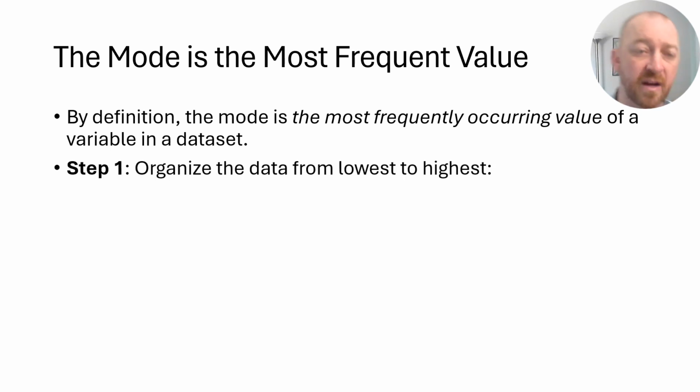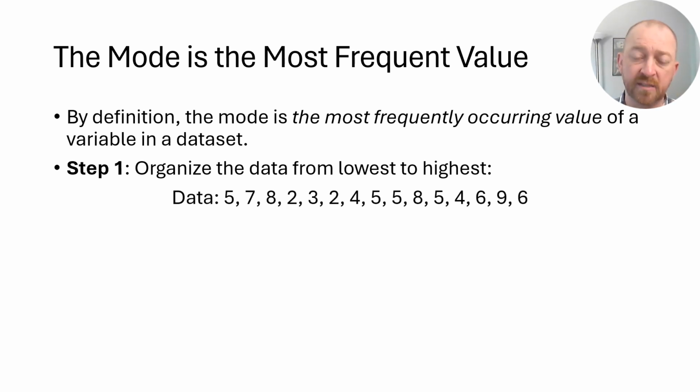So it's very easy to find. The first thing that we do, just like with the median, is organize the data from lowest to highest. For example, the data in the kind of research that you do is probably just going to come in random order, because you can't predict who's going to give you the lower score first and the higher score later.